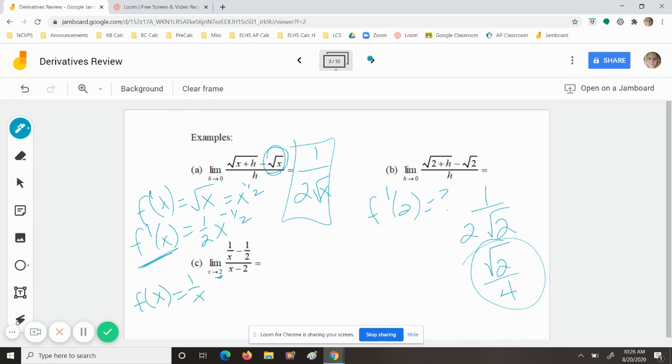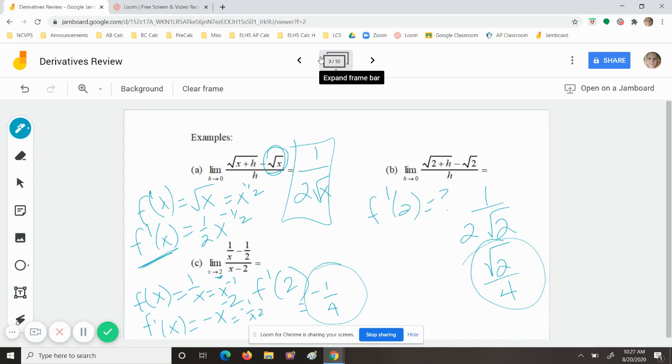This is asking us for f prime of 2. So let's get the derivative. Remember, 1 over x is the same as x to the negative 1. So let's take that derivative. F prime of x would be negative x to the negative 2, which is negative 1 over x squared. Now if we plug in 2, because we want f prime of 2, we've got negative 1 over 2 squared, which is 4. So our final answer is negative 1/4.